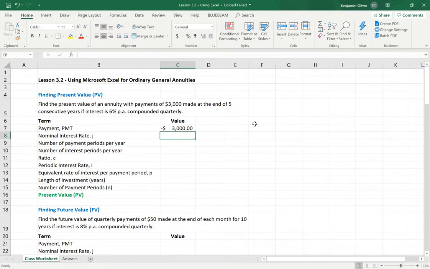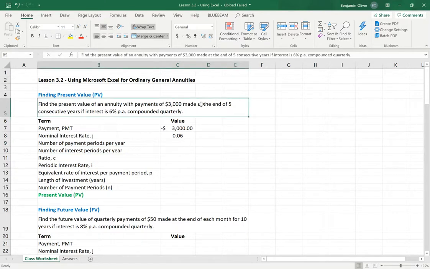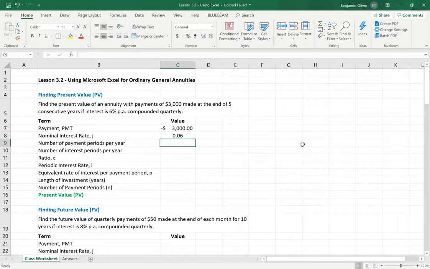Our nominal interest rate given in the question is 6%, which is 0.06. Now I've got two items here, the number of payment periods per year and the number of interest periods per year. So payment periods, well, payments are only made once a year, right? It says annually in the question, so that means that this value is 1. But interest is compounded quarterly, so that means that the number of interest periods per year is 4.